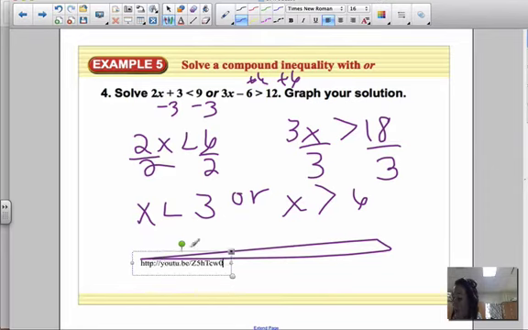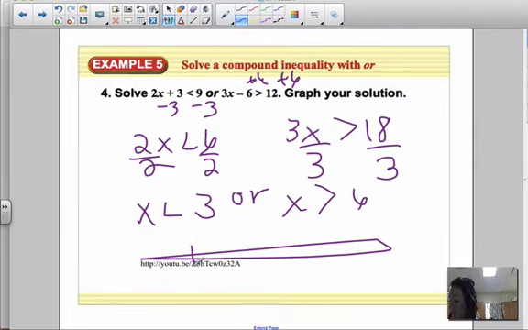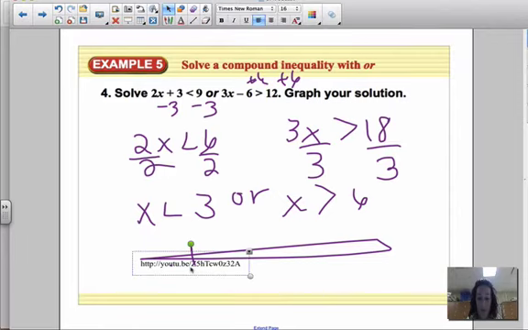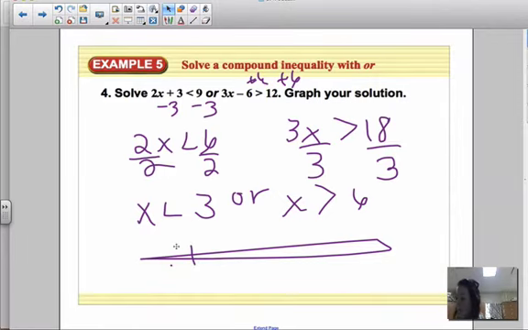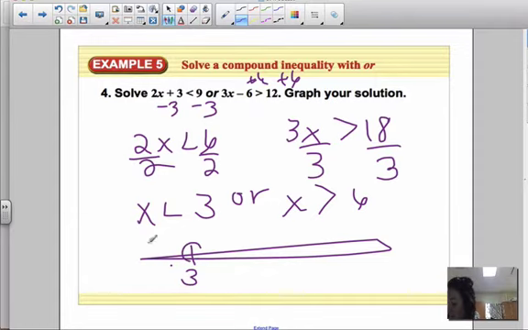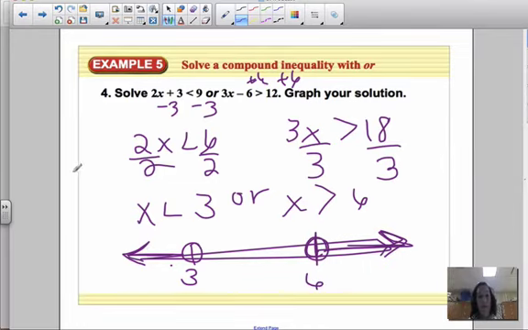So to graph it, x is less than 3 goes that way. X is greater than 6 goes to the right. Okay?